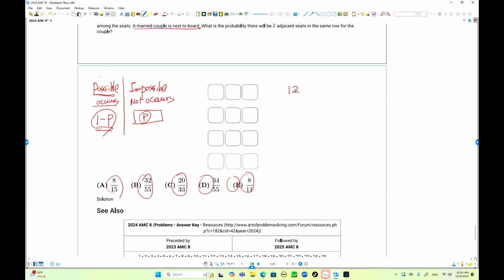8 people are sitting there, so 4 seats are empty, right? So we can use the empty seats. This one empty, or this way empty, and this way empty. So how many different ways for the empty seats? Out of 12, we choose 4.